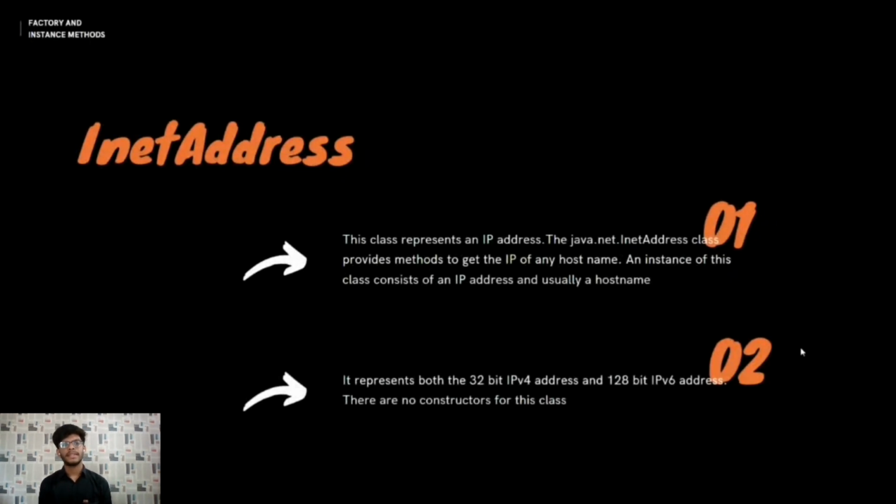The InetAddress class represents an IP address and it provides methods to get the IP address of any hostname. Now, what's an IP address? IP address stands for Internet Protocol Address. An IP address is a unique address that identifies a device on the internet or a local network. It helps in connecting your computer to other devices on your network. There are two types of IP addresses, 32-bit IPv4 address and 128-bit IPv6 address. The InetAddress class can represent both of them.